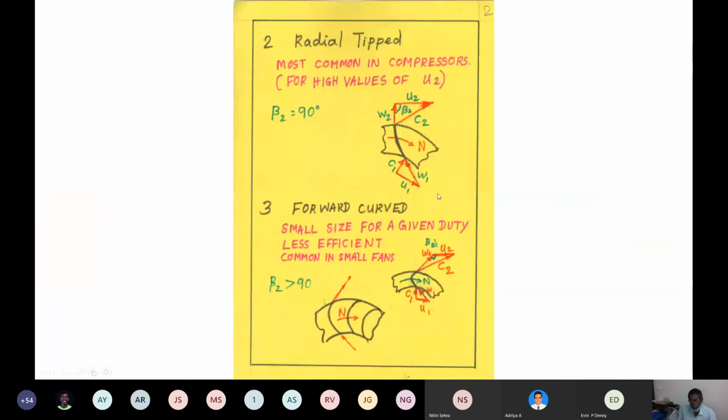Next one, you can see the radial tipped and forward curved blades. See, radial tipped blades where the angle beta 2 is 90 degrees. So this is used mostly in centrifugal compressors, that too aircraft compressors, where the tip speeds U2 will be very, very high.